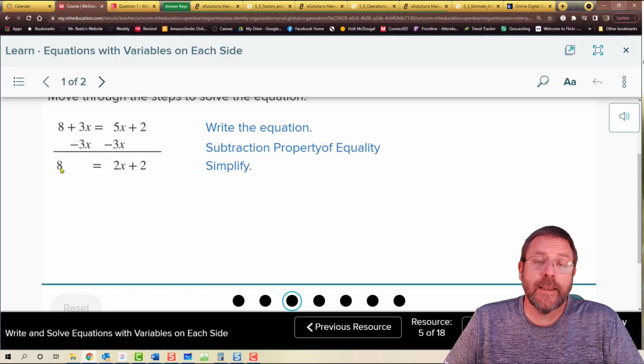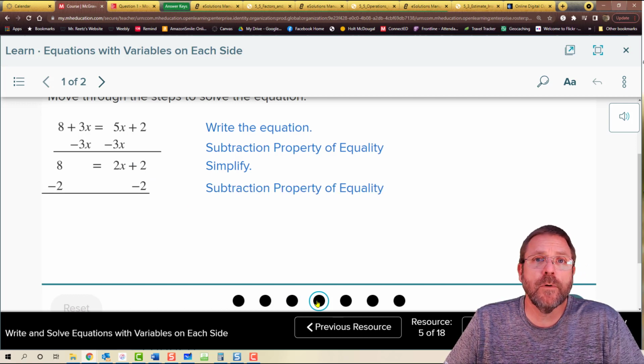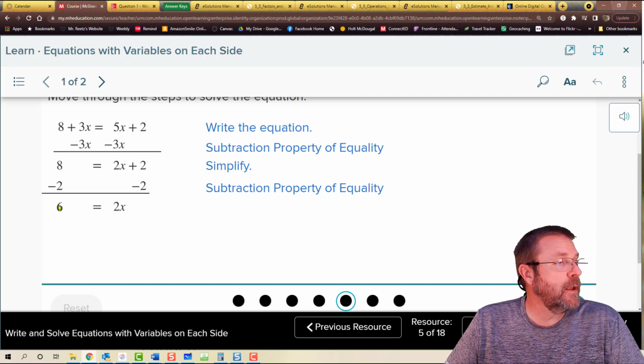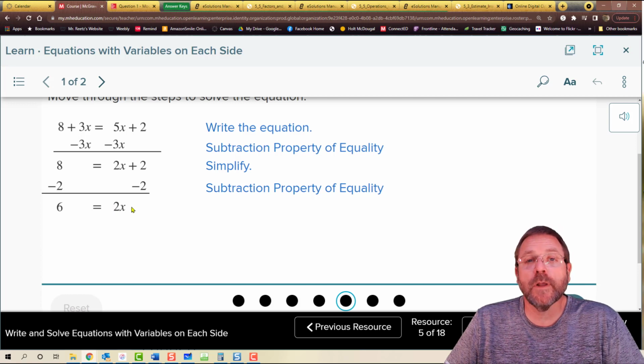That 8 came down, and this plus 2 came down as well. Now we need to go after that 2. It is a plus 2, and we're going to make it go away by subtracting 2 on both sides. You subtracted 2 on the right, and these zero each other out. And on the left, 8 minus 2, what's that going to be? It's going to be 6, which gives me 6 is equal to 2 times x.